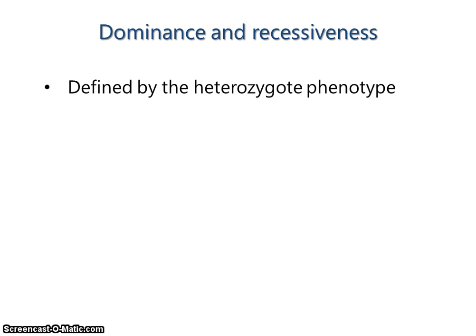An allele is defined as dominant or recessive. We can tell if it's dominant or recessive based on what it looks like in the heterozygote. So we can't actually tell what an allele is doing if it's in a pure breeding form as a homozygous state. Dominance or recessiveness is defined by the heterozygote.